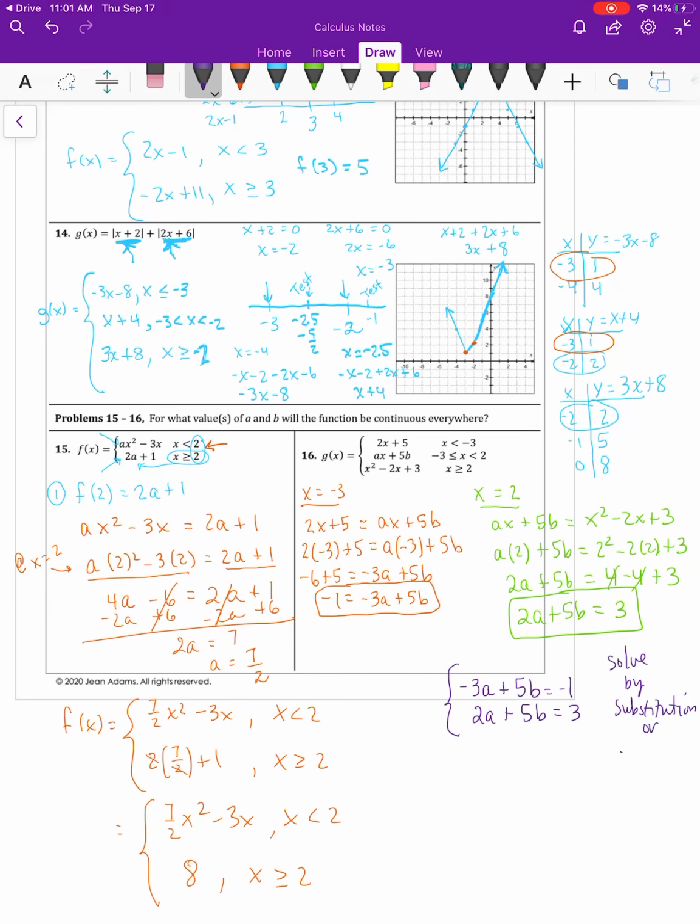I'm going to go ahead and use elimination just because it looks like I can easily do that. If I multiply the top equation by -1, I'm going to get positive 3a, negative 5b equals positive 1. And then I'm just going to rewrite my second equation and add them together. You can see my b's will be eliminated.